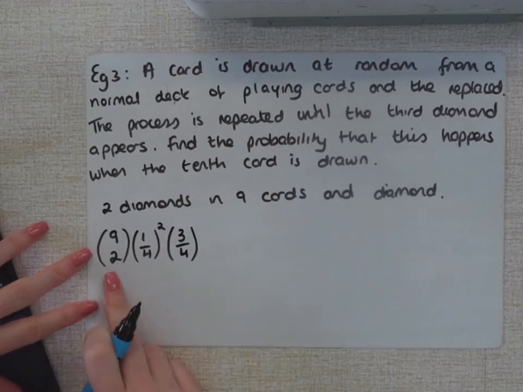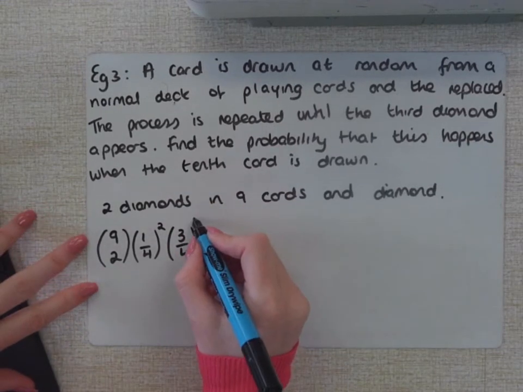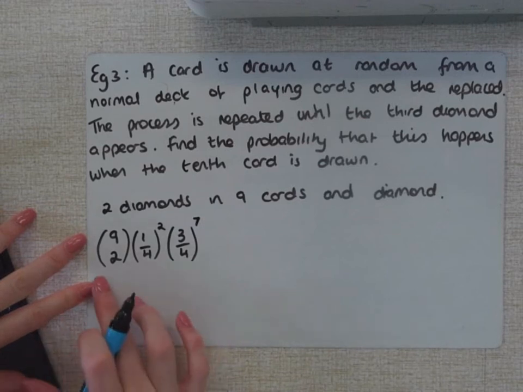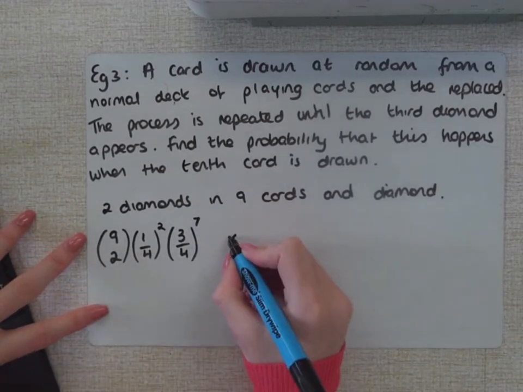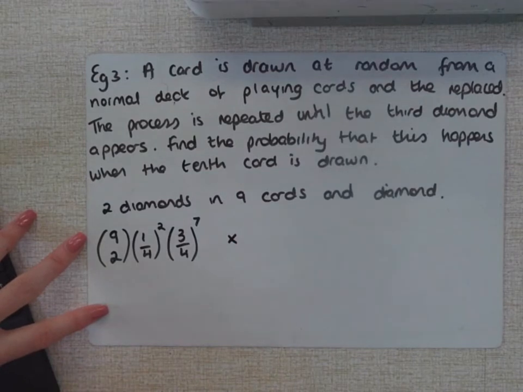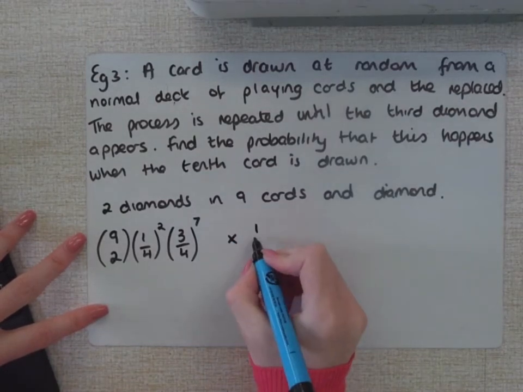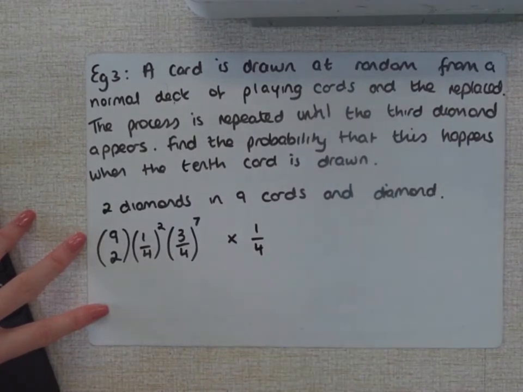Well, if 2 of them were diamonds, 9 take 2 is 7. That's the probability of 2 diamonds out of 9. And that means multiply. I need to get another diamond. Probability of another diamond is a quarter. Throw that into your calculator and you get your answer.